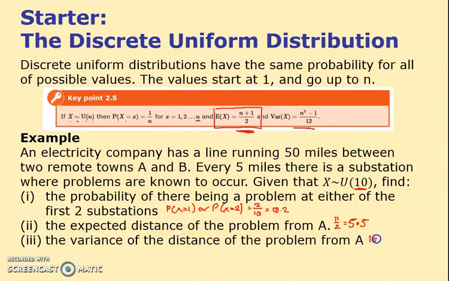And the variance of the distance from A, again, I'm just going to put in the formula. So I'm going to do 10 squared minus 1 over 12, which is 99 over 12, whatever that simplifies to. So there's my 3 answers.